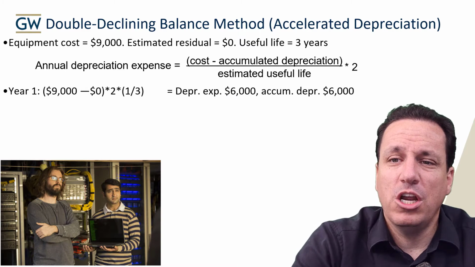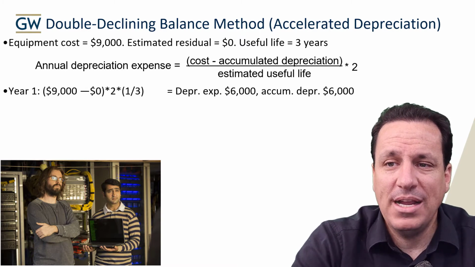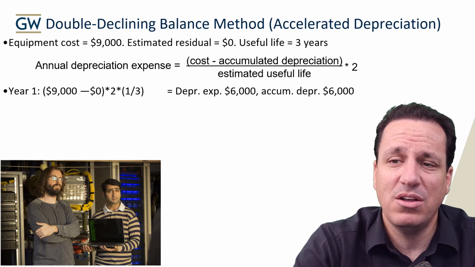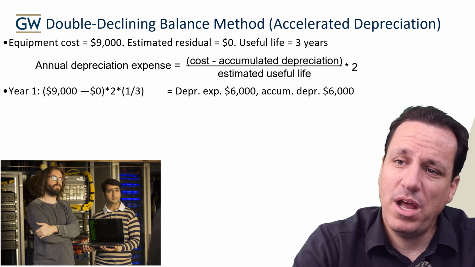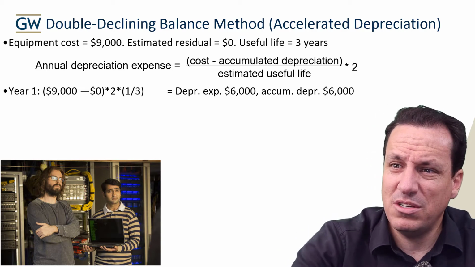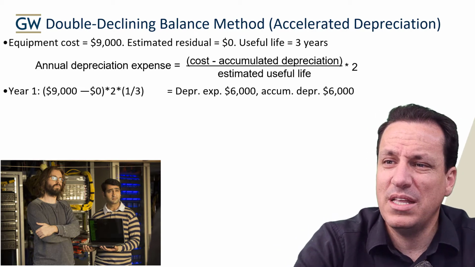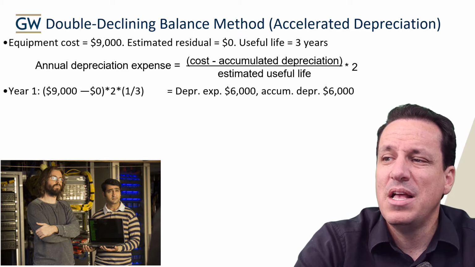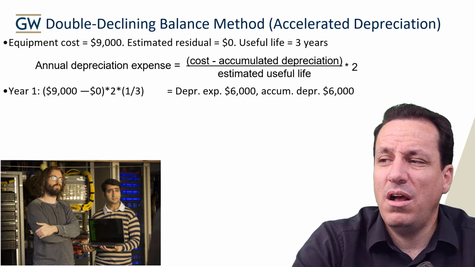So in the first year, we're going to take 9,000 minus 0. We don't have any accumulated depreciation in the first year, so it's 0. So 9,000 minus 0 multiplied by 2, and that 2 right there is the same as in this formula here. And then we take that over 3, and what do we get? We get depreciation expense of 6,000, and accumulated depreciation of 6,000.